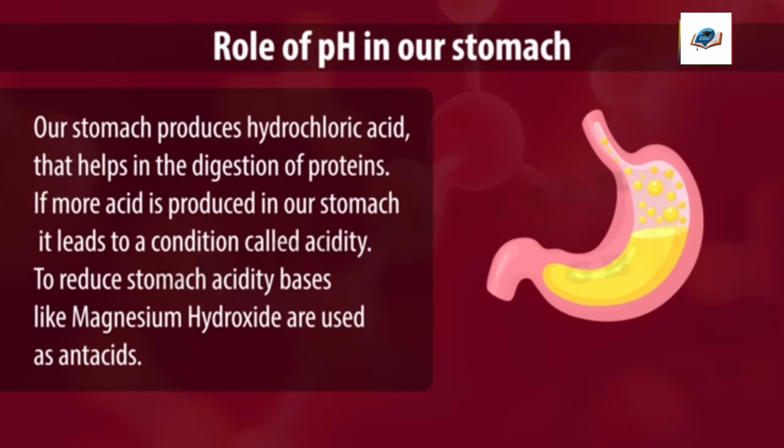If this hydrochloric acid is produced in large quantity in our stomach, then it leads to a condition called acidity. Acidity causes stomach burn. So to reduce the stomach acidity, certain antacids are used. So in making these antacids, bases like magnesium hydroxide are used.